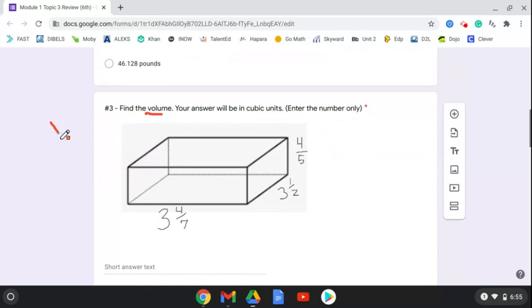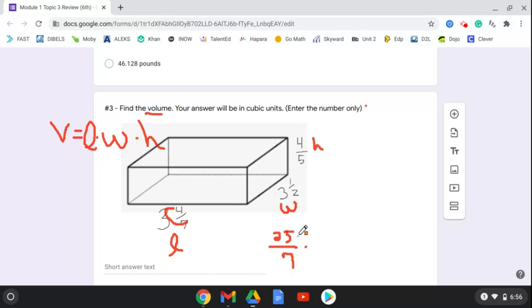Remember that volume is the space inside this shape. So you multiply length, L, times W, times H. Length times width times height. So let's call this the length, this is the width, and this is the height. We're multiplying mixed numbers here, so let's use the C method to make these improper. 3 and 4/7 when using the C method would become 25 over 7.